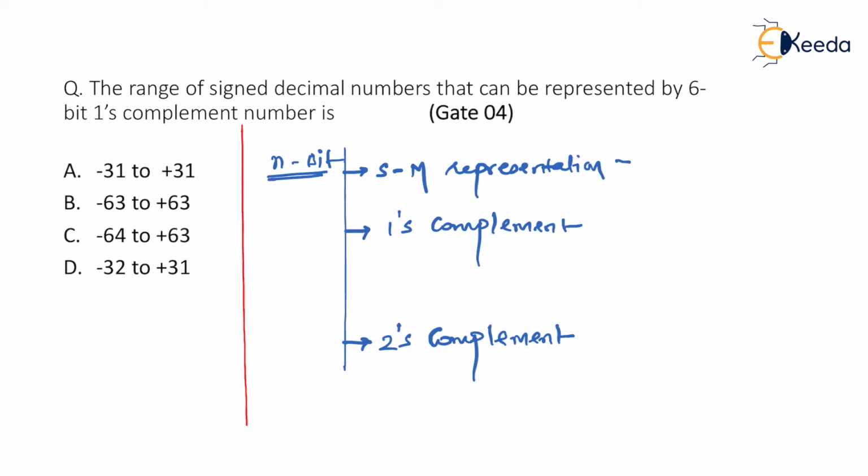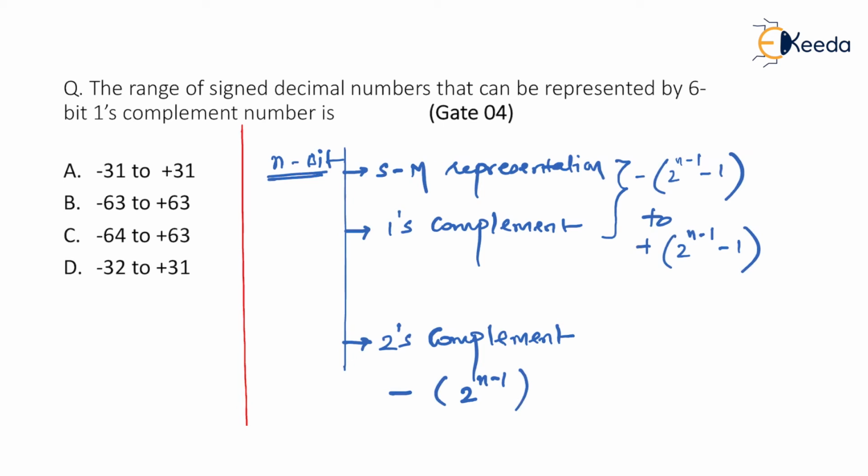So I'm talking about first these two. They have got a common factor. If it is n bit in size, for signed magnitude as well as for ones complement representation, the range formula is fixed. That is minus of 2 raised to n minus 1, minus 1, to positive 2 raised to n minus 1, minus 1. When it comes to twos complement representation, the range is given as minus of 2 raised to n minus 1 to positive of 2 raised to n minus 1, minus 1. So this range you must remember.